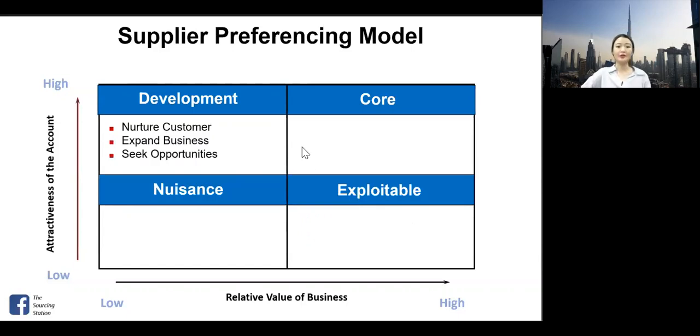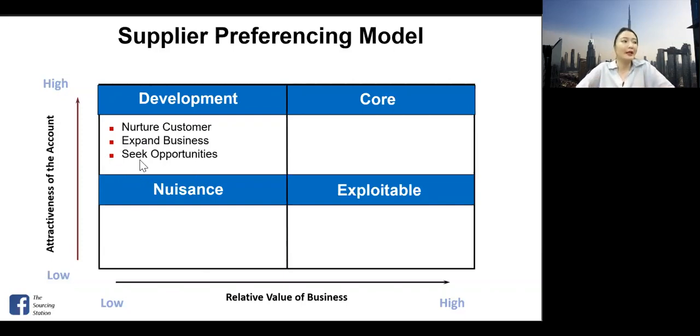Now, next category is development. This is better now. Even though your business volume is small, you don't give them a lot of business. Say your project value is $1 million a year, but you only give them 10%, $100,000. They still love you. Isn't it nice? That is because your account is attractive.